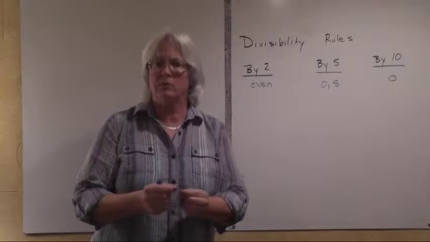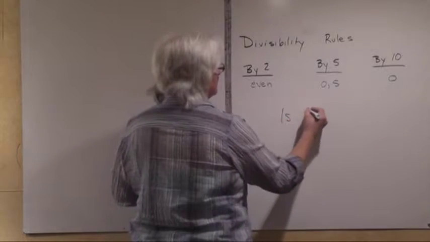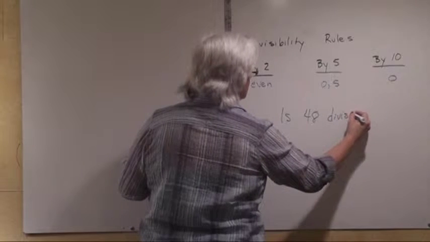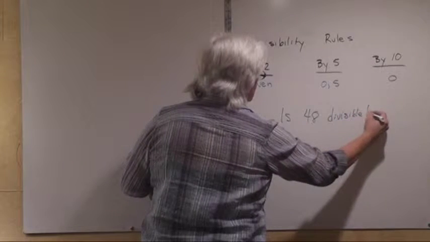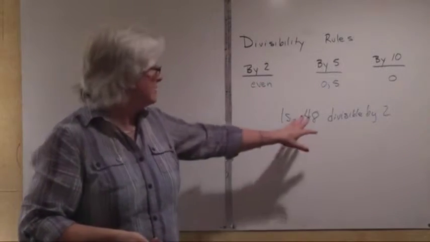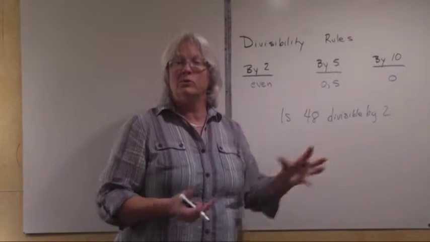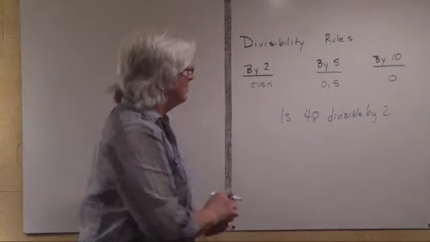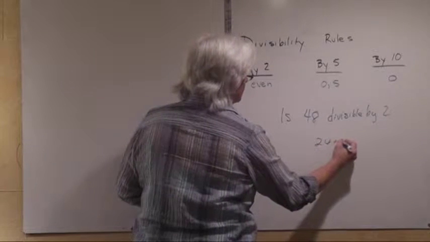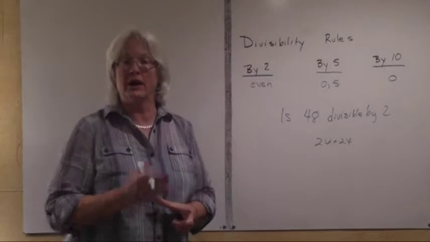But first off, what do we mean if we say, is this number divisible by 2? Is 48 divisible by 2? That means when you take this number that they're asking us and we divide it by 2, do we end up with a whole number? 48 is divisible by 2 because 24 plus 24 is equal to 48.